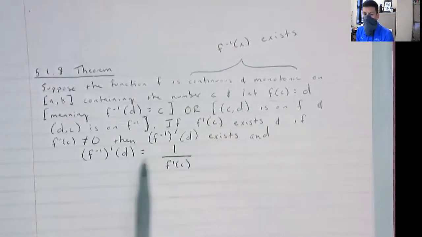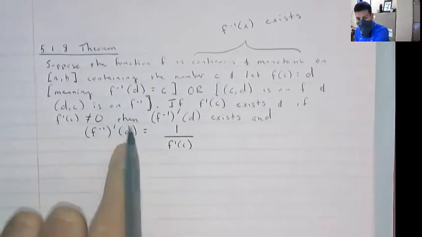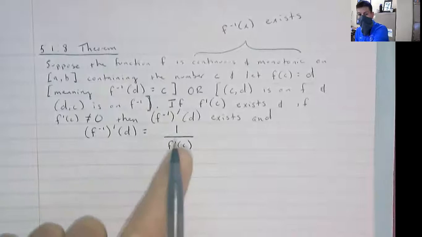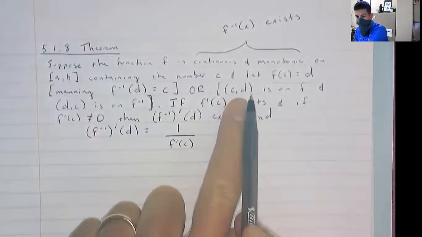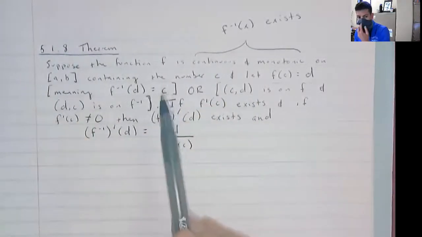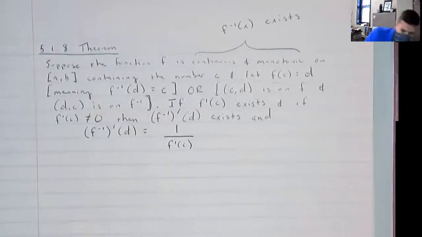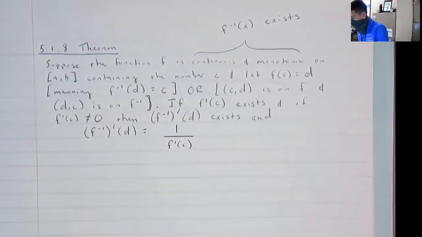Lot going on here. So the derivative of the inverse at d is the reciprocal of the derivative of f at c, with (c, d) being a point on f, and (d, c) being a point on f inverse. I know that's kind of like, what in the what? I think a quick visual intuition on this is helpful before we do a couple examples.